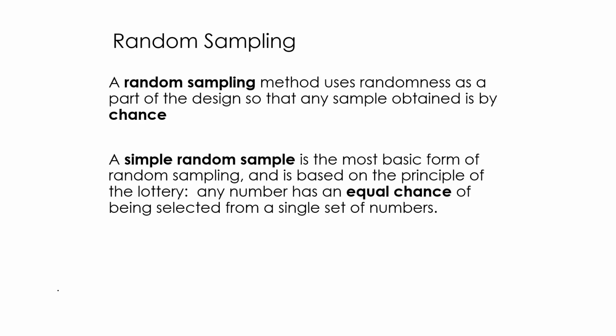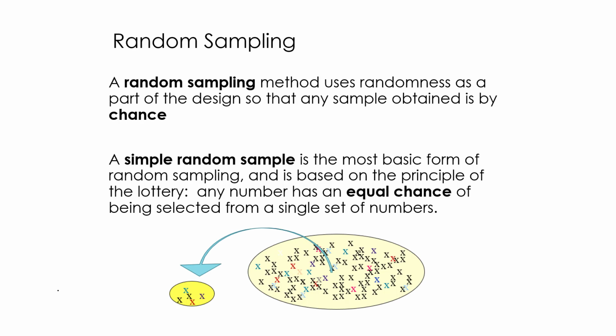The most basic form of random sampling is based on the principle of the lottery. Any number has an equal chance of being selected from a single set of numbers, and we get our data from there.